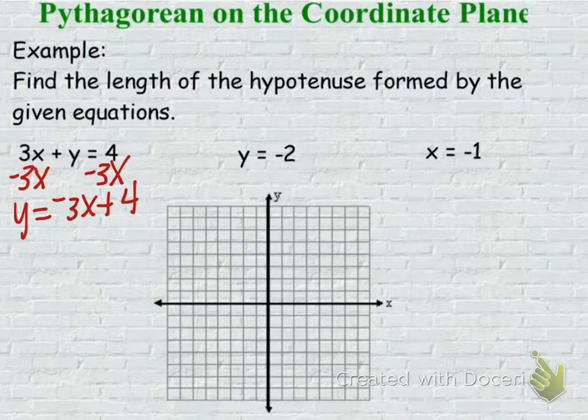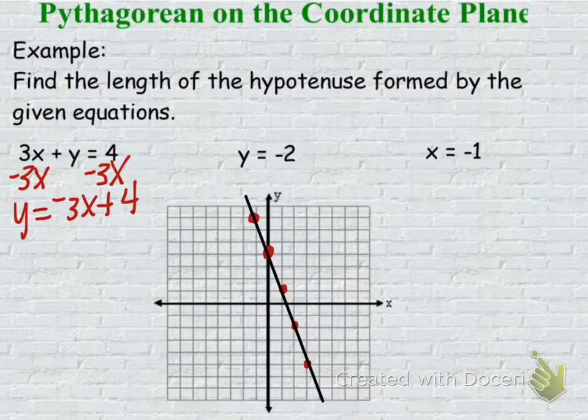And I'm going to come over here on my graph and I'm going to graph that. So I'm going to start at 4 on my y-axis. And then I'm going to go down 3 over 1. Just make sure that your slope here is negative and that you don't accidentally make a positive slope. Okay, so there's that line.